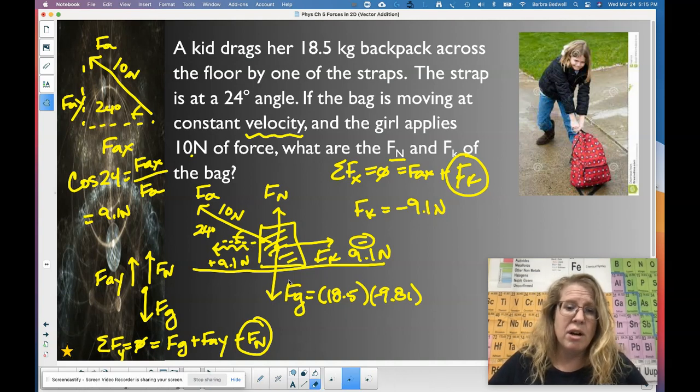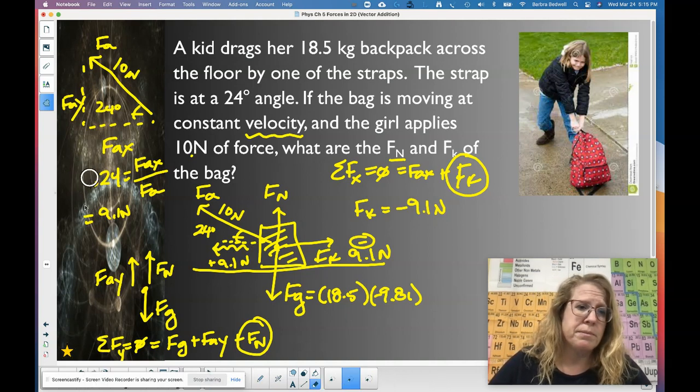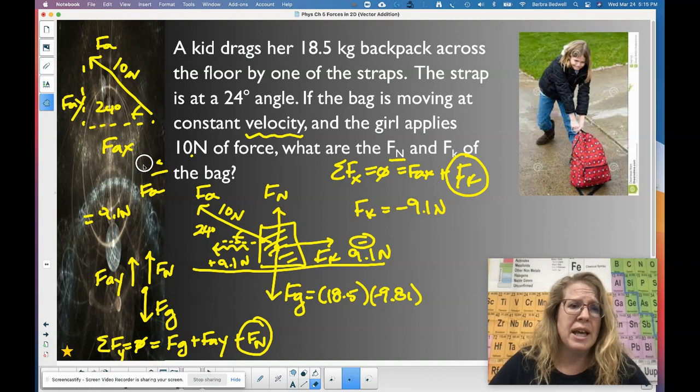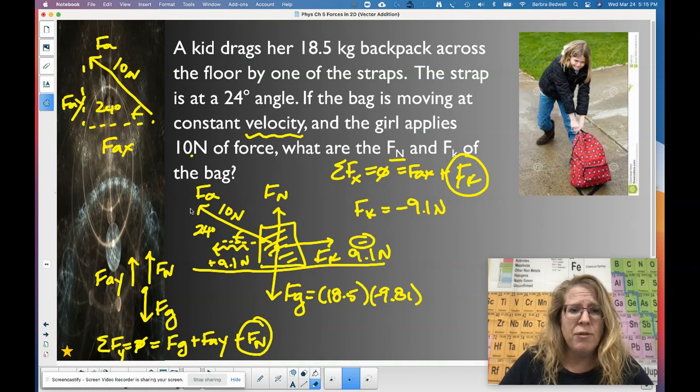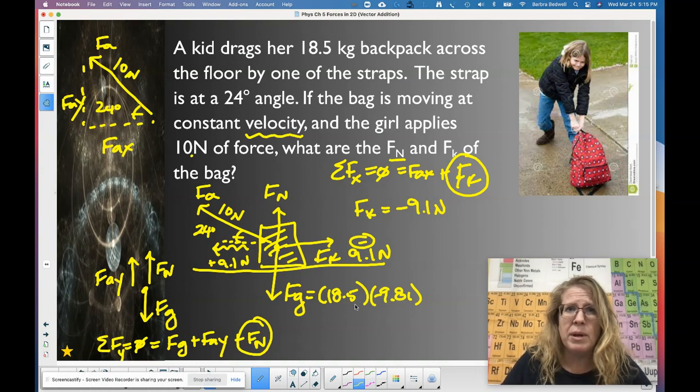Okay, let's take a look at our vertical components. Again, I'm looking at this applied force right here in the middle. This has got some upwards to it because we're trying to find Fn. So we know that these three forces all add up to 0. Fg downwards, we know what that value is. That's an easy one. We need to know what Fay is.